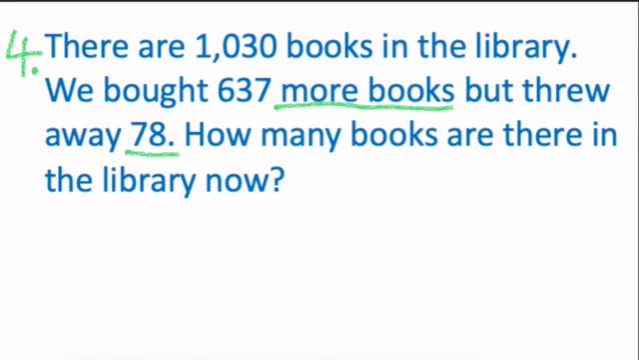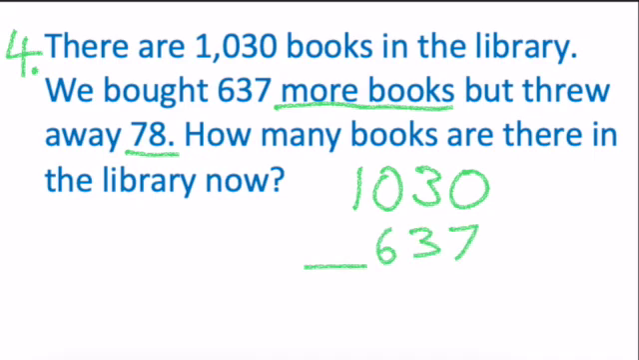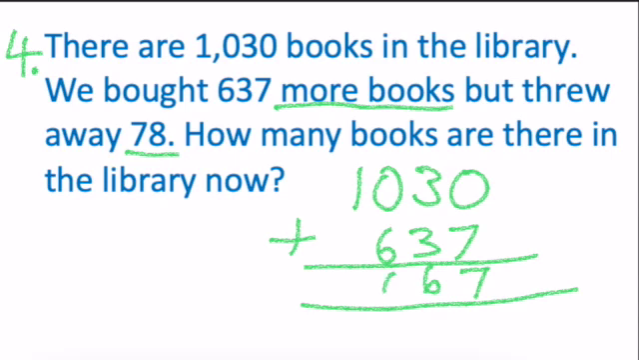Okay, so in the library we've got 1,030 books, and we buy another 637. So that's an add. 0 add 7, 7. 3 add 3, 6. 6 add 0, 6. So it's 1,667. However, we then throw away 78 books. I imagine the school bought these new books and then realised 78 of the old books weren't very good.